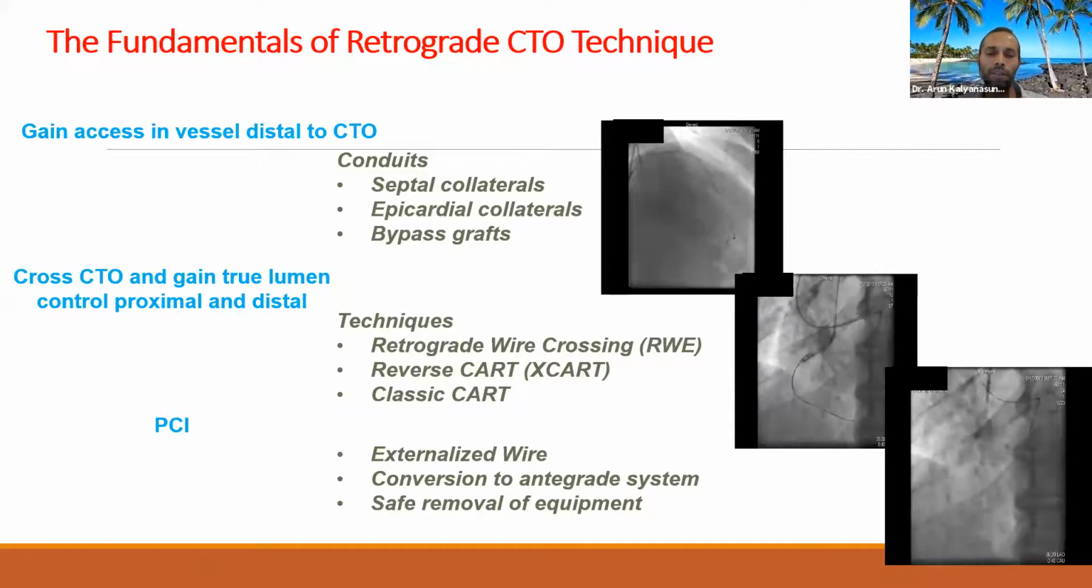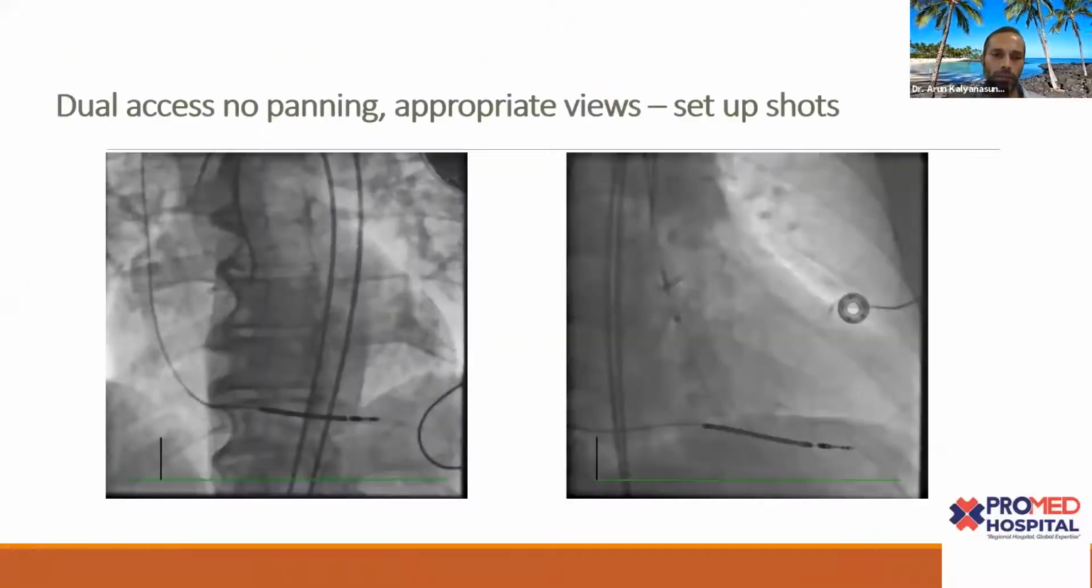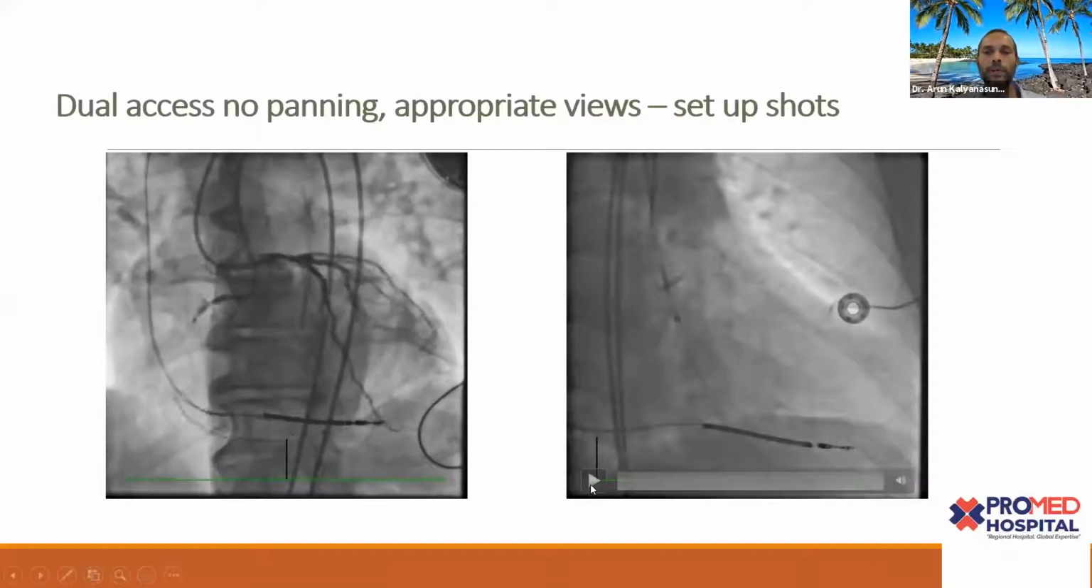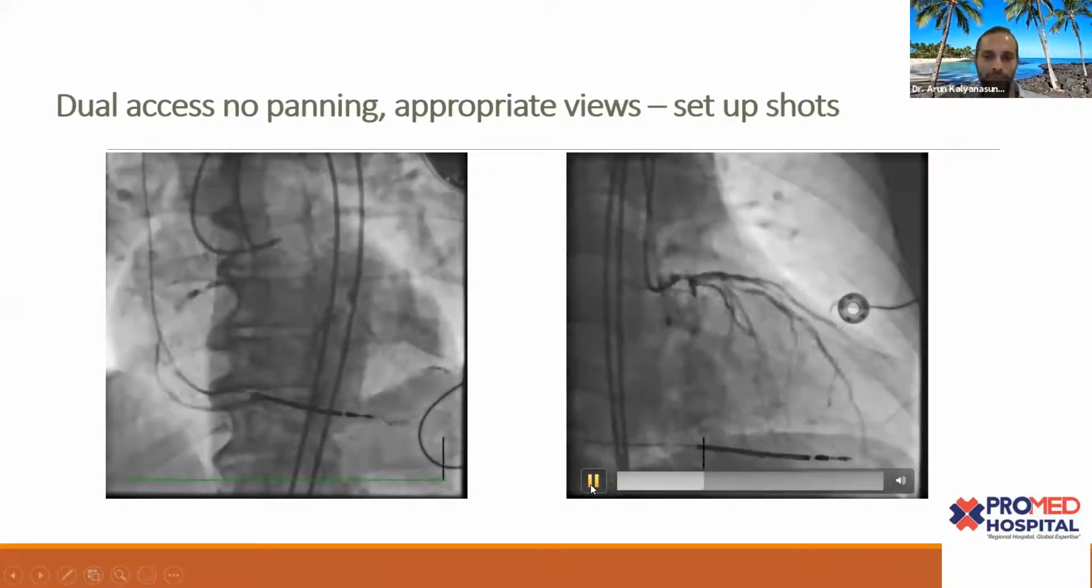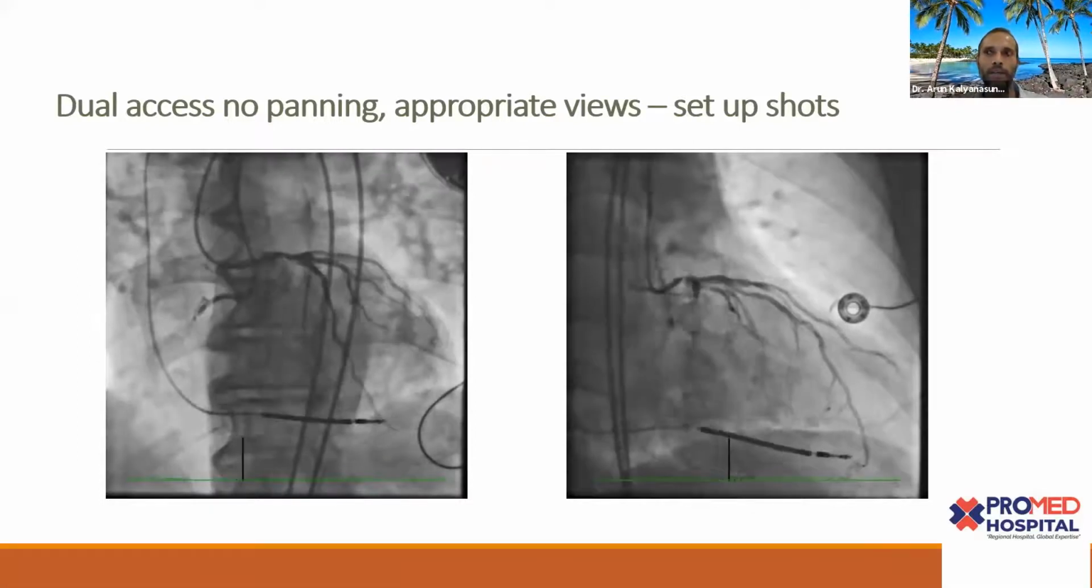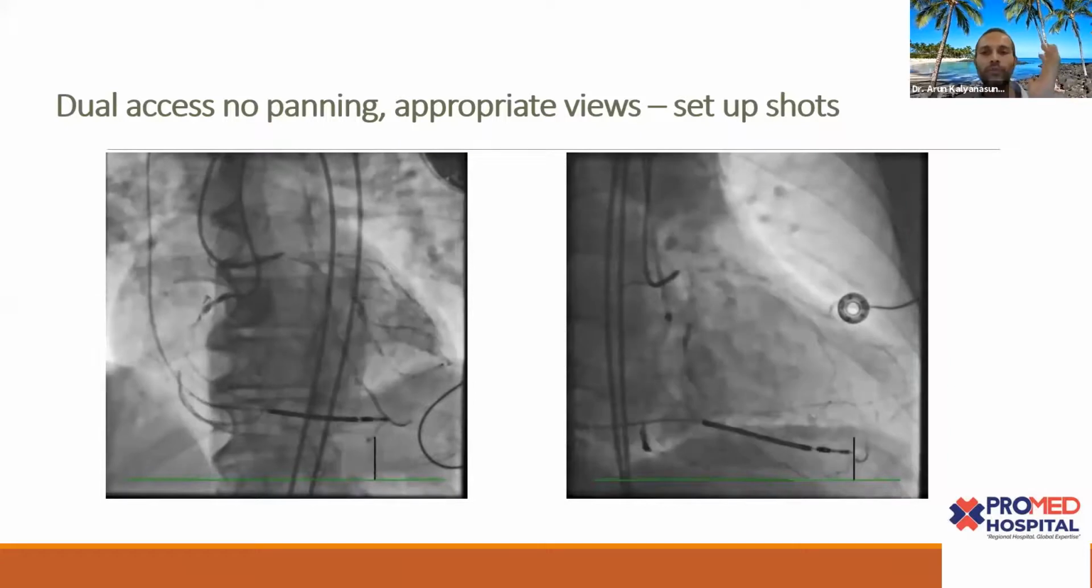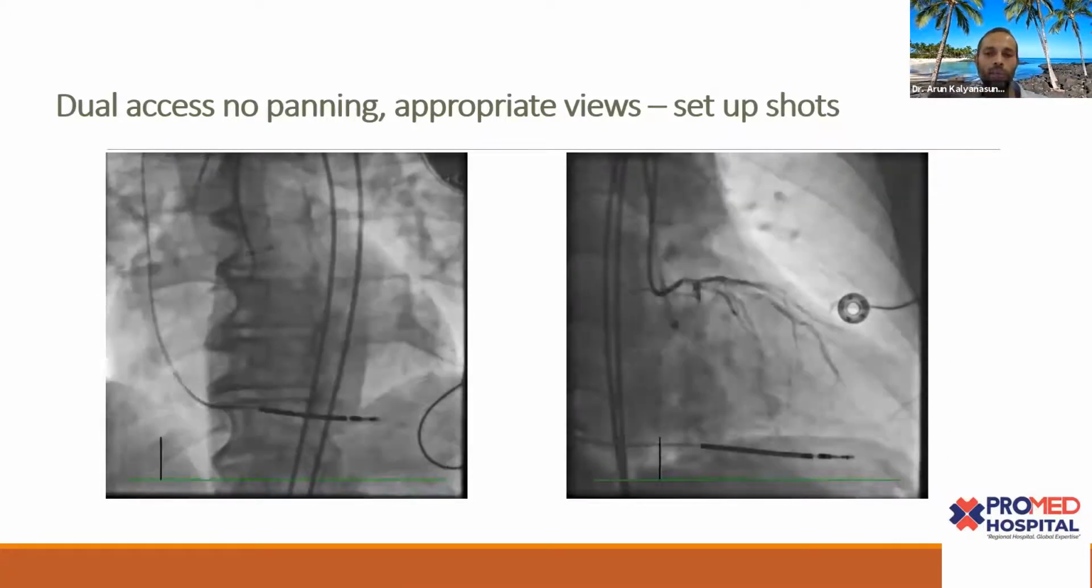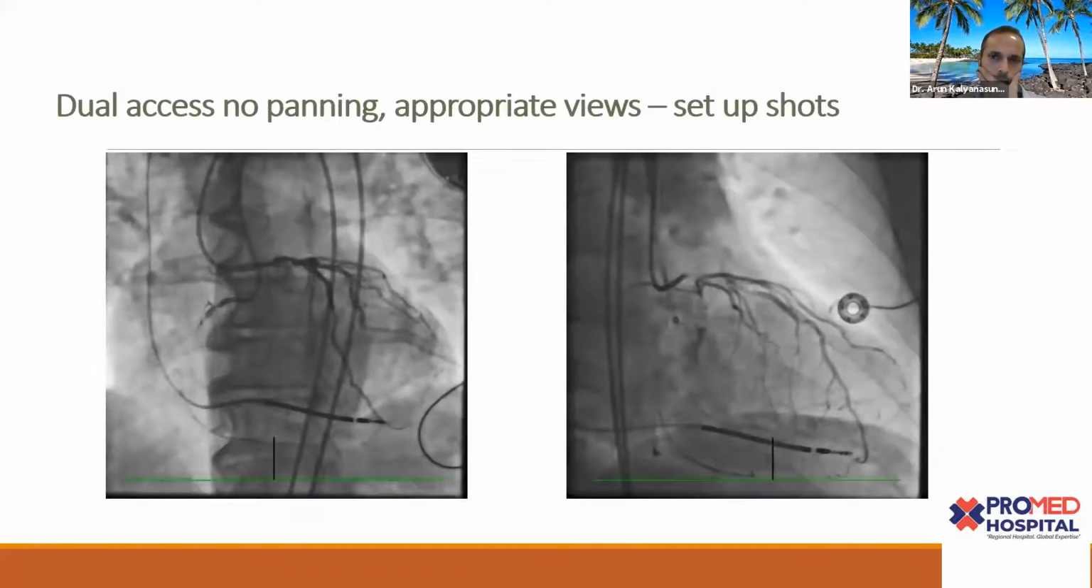And for today's day and age, you have some variant of reverse CART. There are times when you still have to go old school and do classic CART. Once you've done that, typically you externalize the wire. If you don't do that, you might want to convert to an antegrade system, finish your PCI, and then you have to get all the gear out safely, right? So again, basics, I think this has been touched upon. Many times when an angiogram has been done by a CTO person or by a non-CTO person, for starters, use large views, no panning, and make sure you get the right views to look at the collaterals.